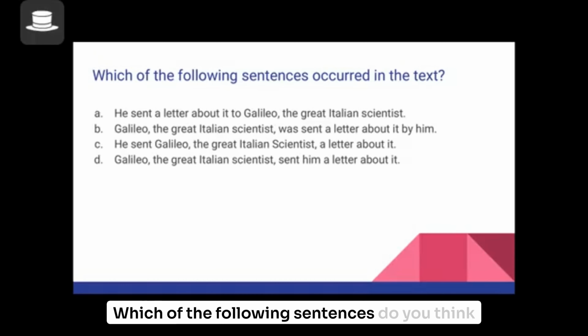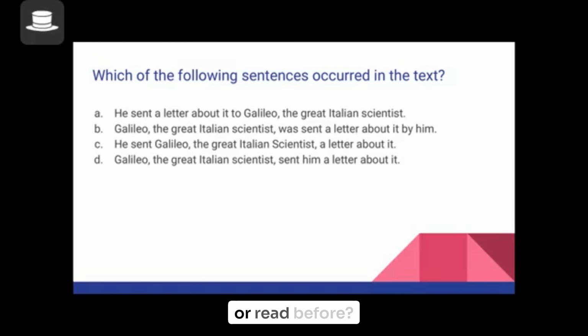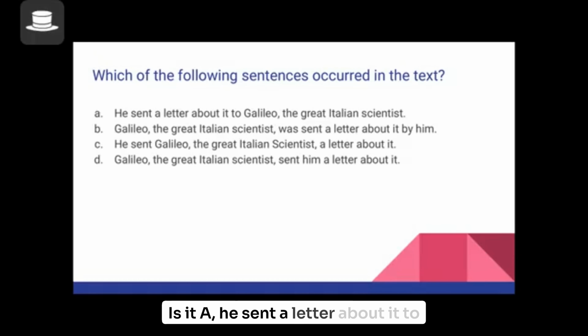Which of the following sentences do you think occurred word for word in the text you heard or read before? Is it A, he sent a letter about it to Galileo, the great Italian scientist? Or B, Galileo, the great Italian scientist, was sent a letter about it by him? Or C, he sent Galileo, the great Italian scientist, a letter about it? Or D, Galileo, the great Italian scientist, sent him a letter about it?